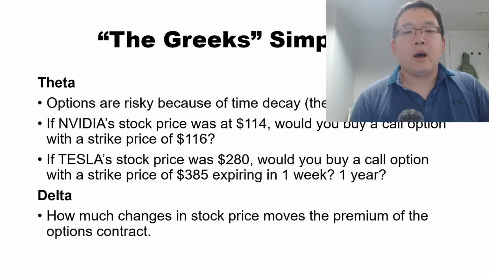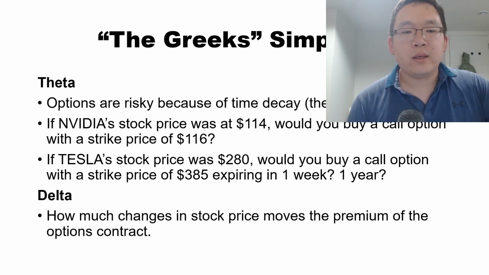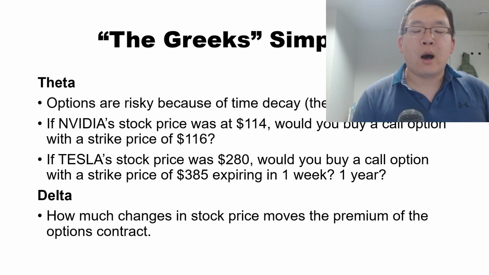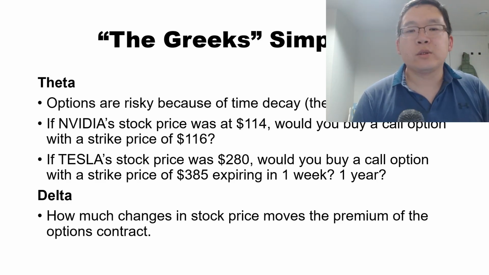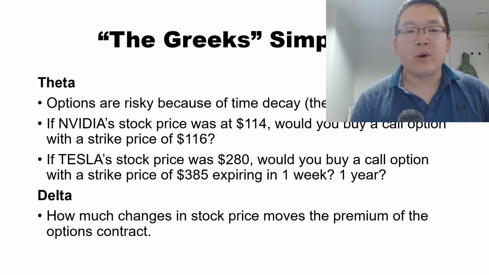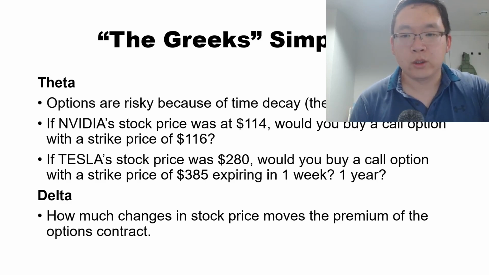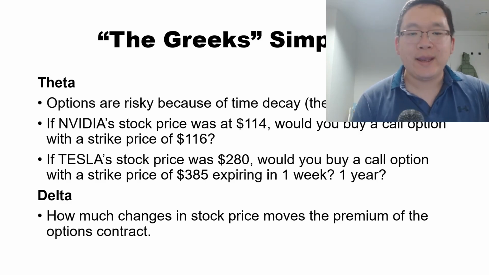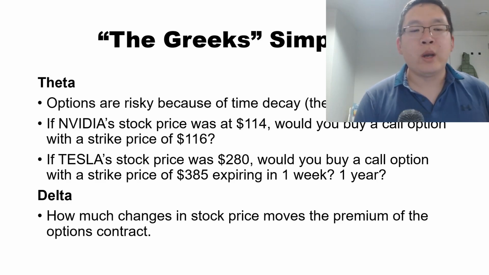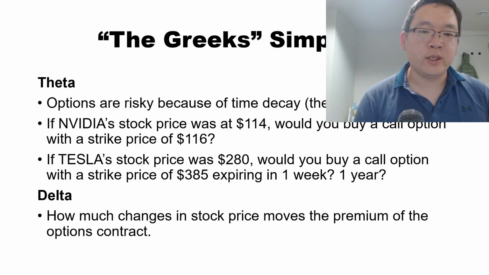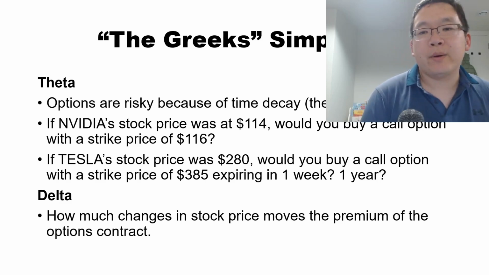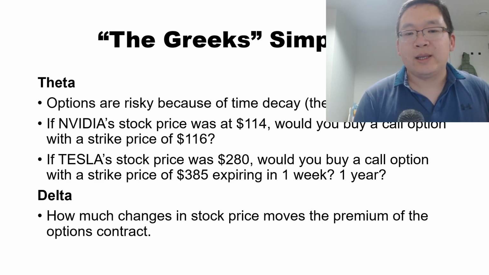Let me give you some examples of this. Let's say NVIDIA stock is currently trading at $114. Would you buy the option to buy NVIDIA at 116? Wouldn't that really depend on the time you have for NVIDIA to get to $116? If you only had a day for NVIDIA to go from 114 to 116, you probably would not want to buy it. Versus if I give you a year, you will probably buy it, right?